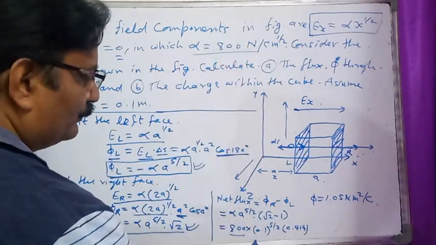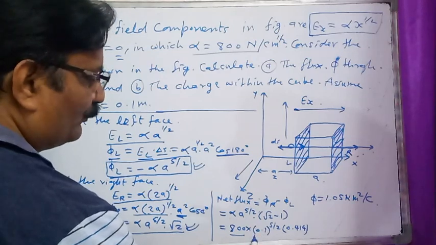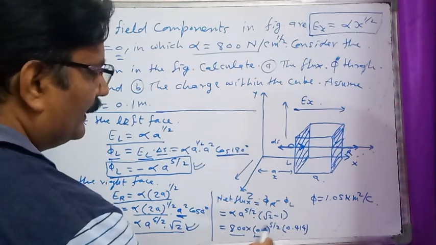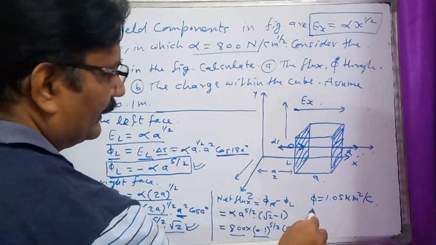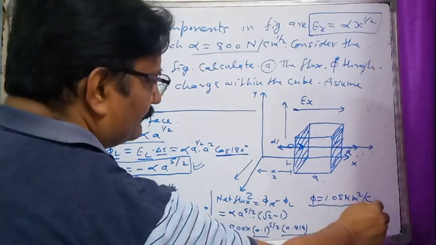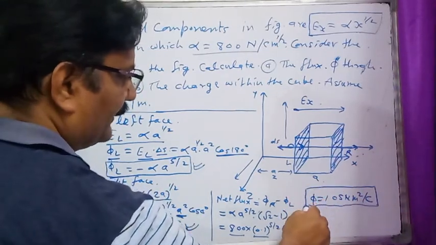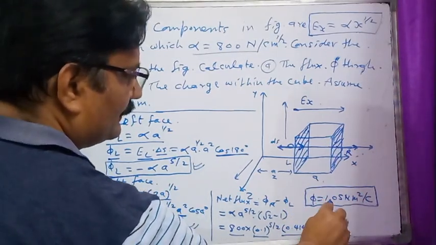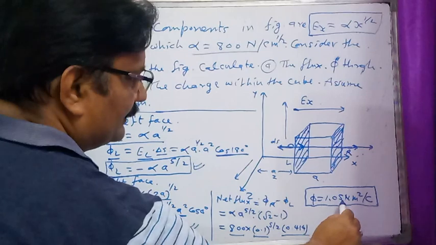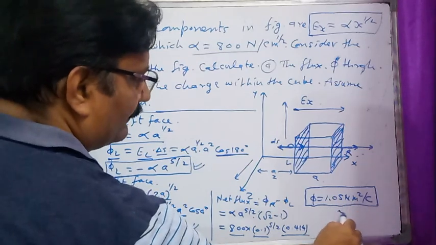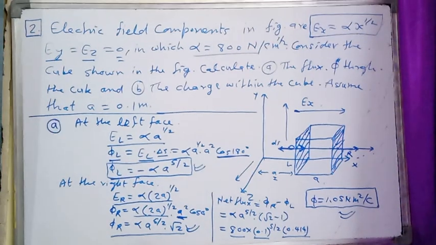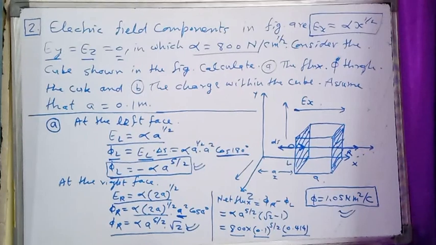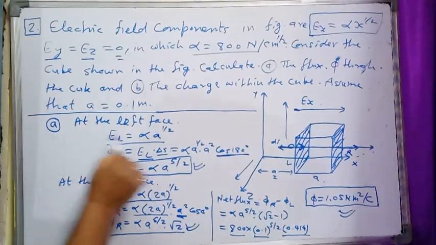and the value of alpha, as we know, is given in the question, 800, into a, where the value of a is 0.1, to the power 5 by 2, into square root of 2 minus 1, which is 0.414. And the answer to this question, the flux passing through the cube, comes out to be 1.05 Newton meter square per coulomb. So student, this is part A of the question.